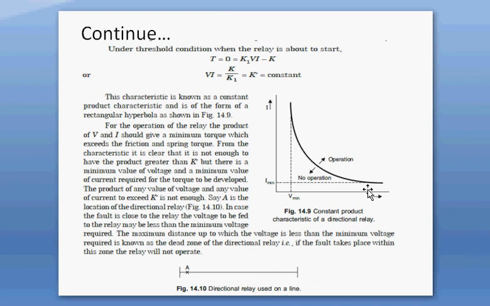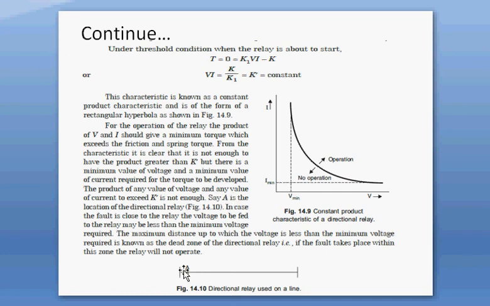From the characteristic, it is clear that it is not enough to have this product greater than K dash, but there needs to be a minimum value of voltage and a minimum value of current required. This is the minimum value of current and this is the minimum value of voltage. If the current lies within this minimum value, the relay will not operate. So in order for the relay to operate, the current required for the torque must be greater than the minimum value.